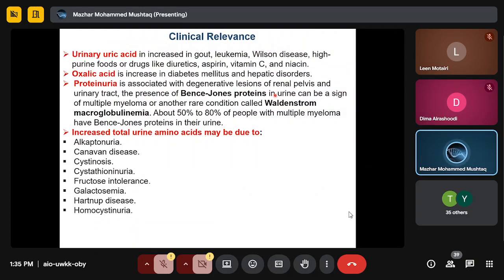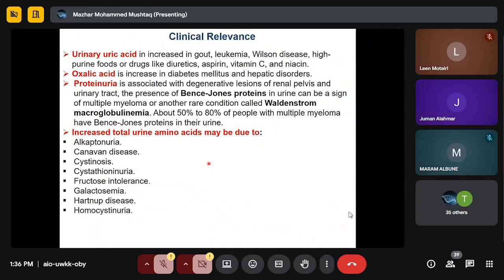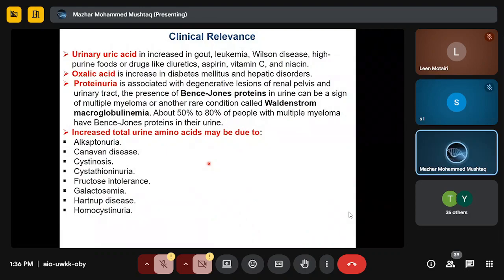Any question till here for chemical? We go to the microscopic examination. Hello? Everything is clear. Okay, I just wanted to find out if everybody is still there.